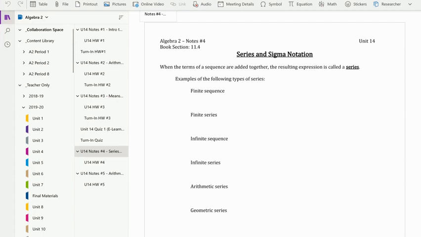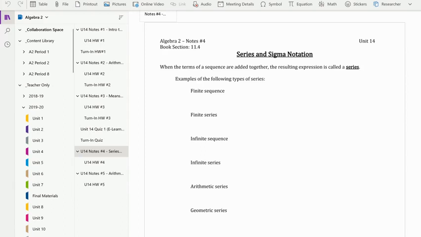Okay, anyways, we're going to get started today with notes number 4. We're going to talk about series, which is an extension of what we were doing last week. Last week we talked about sequences, arithmetic and geometric sequences. Basically all we're going to do today is take all of the terms of a sequence and add them together. And when you do that, that is called a series.